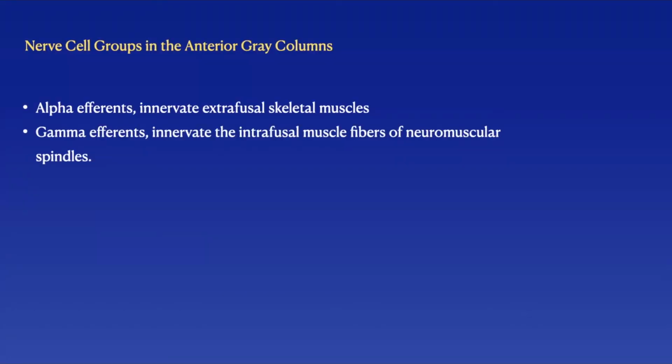The nerve cell groups in the anterior gray columns. There are alpha efferents, which innervate the extrafusal skeletal muscles, and the gamma efferents, which innervate the intrafusal muscle fibers of the neuromuscular spindles.